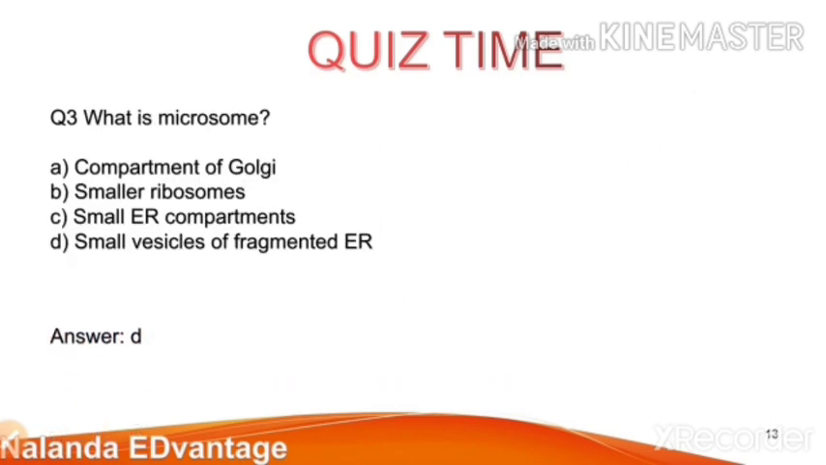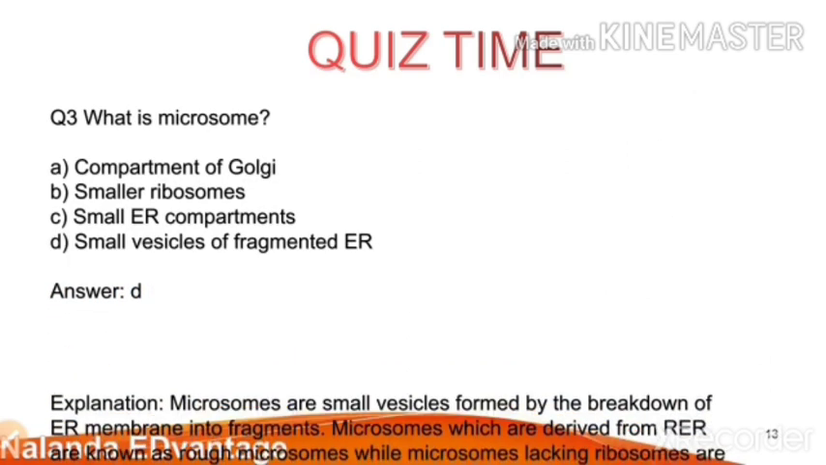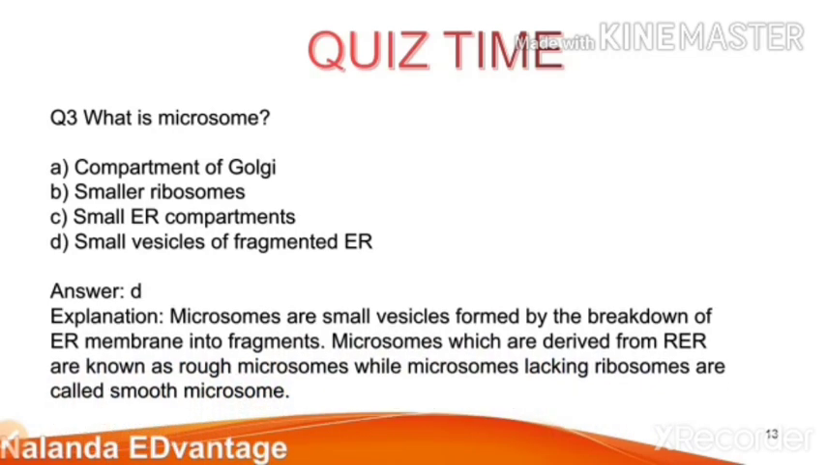What is a microsome? Is it a compartment of Golgi, a smaller ribosome, or a small ER compartment, or a small vesicle of a fragmented endoplasmic reticulum? The answer is D. Microsomes are the small vesicles formed by the breakdown of ER membrane into fragments. They are derived from RER, also known as rough microsomes, while few of the microsomes lacking ribosomes are known as smooth microsomes. So I hope the topic is clear to you.